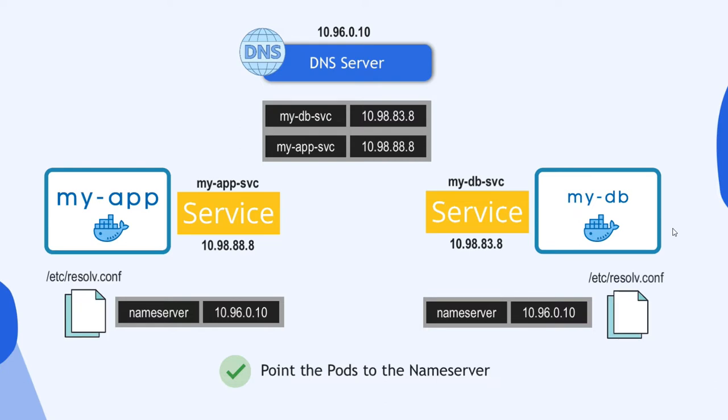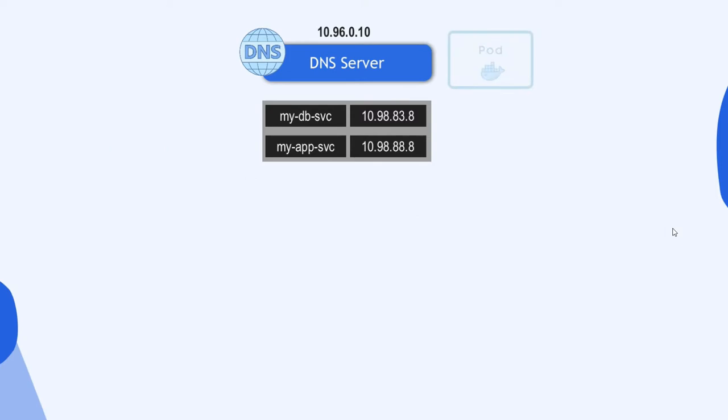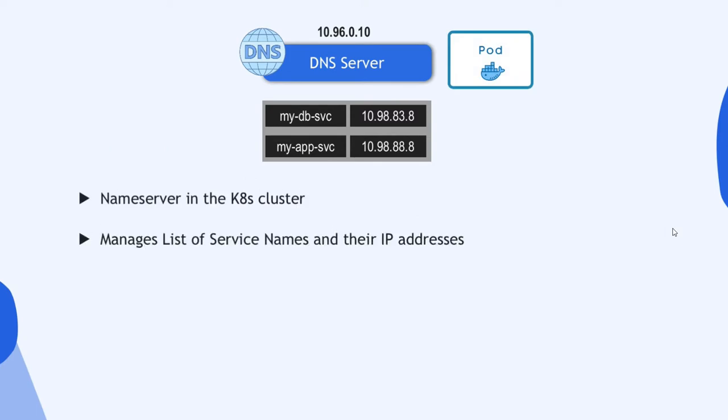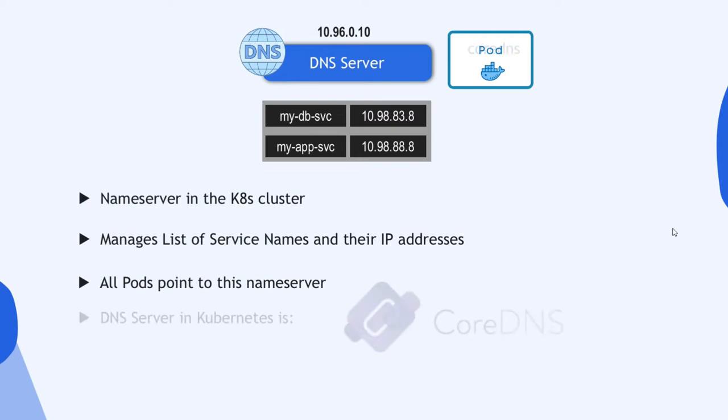So we have a name server in the cluster that keeps track of and manages the list of all the service names and their IP addresses in the cluster. And all the pods point to it to resolve service names whenever they want to make requests to them. And the DNS server in Kubernetes cluster is CoreDNS.